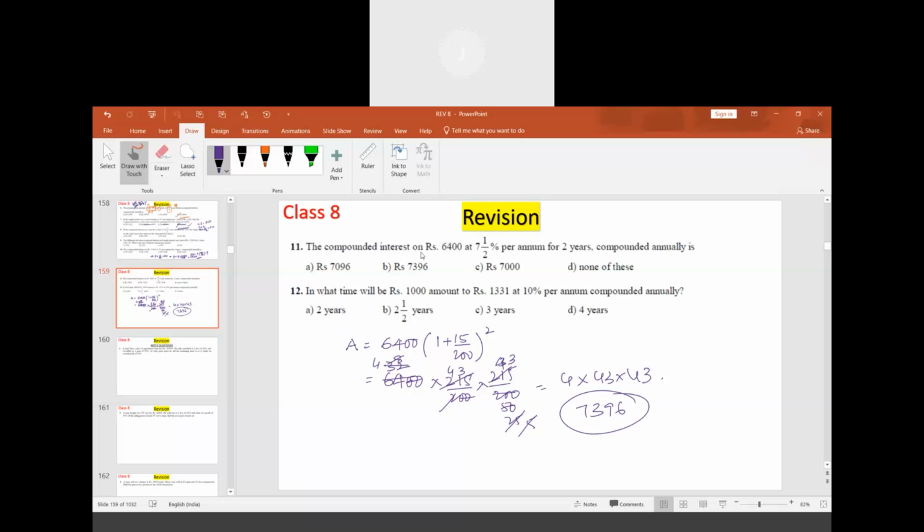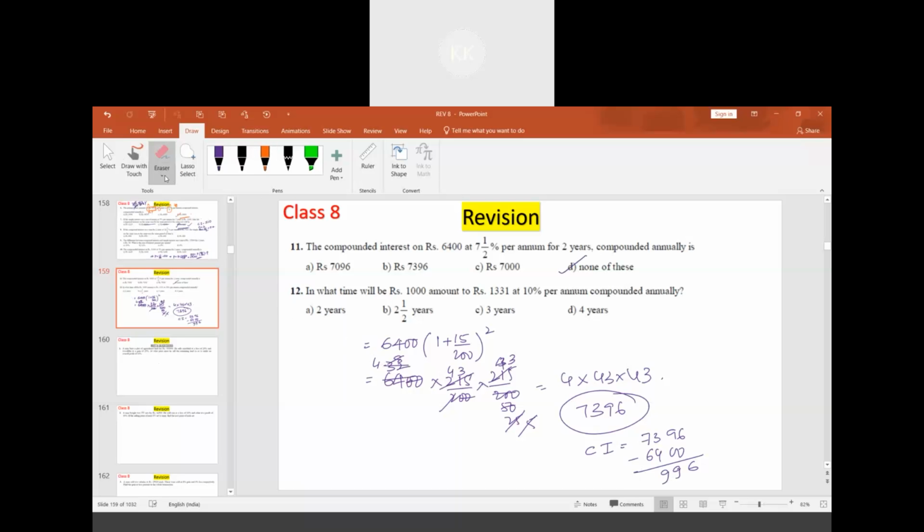The question asks for the compound interest. So we have to find the compound interest, no? CI is amount minus principal, which is 996. Option is not there. So the answer is none of these.